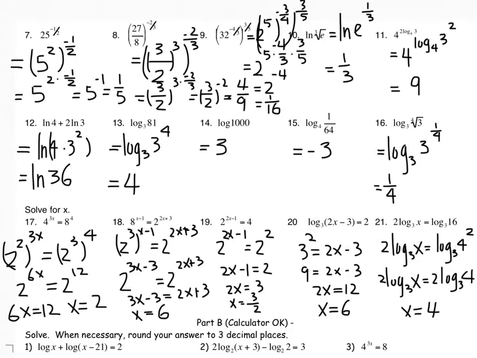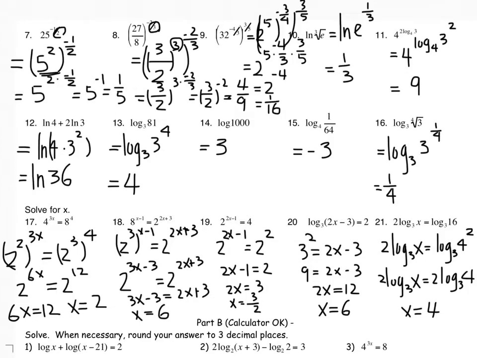Number 7, I can rewrite 25 as 5 raised to the second power. So again, the clue comes from the 2, the denominator. Number 8, 27 can be rewritten as 3 raised to the third power. 8 can be represented as 2 raised to the third power. And again, the clue comes from the 3, the denominator.